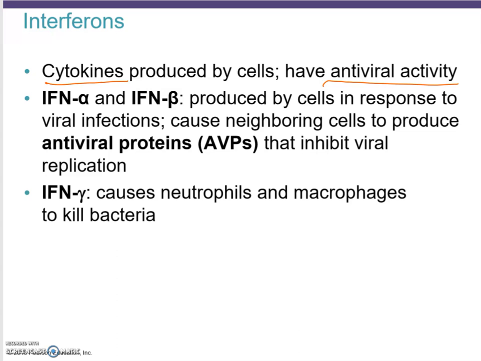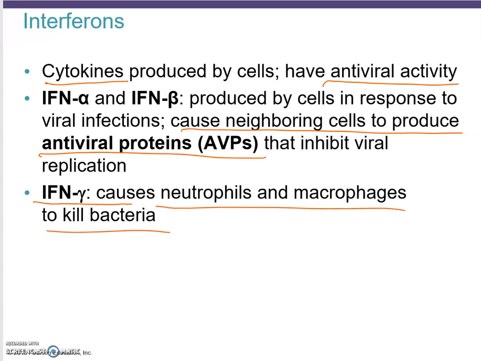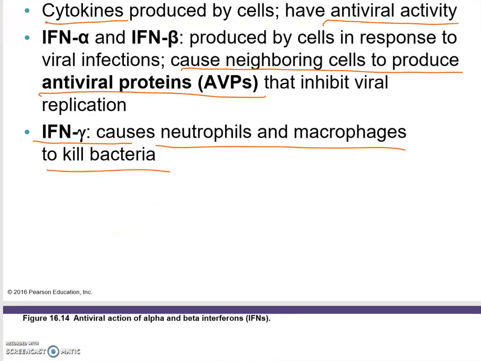And we have interferon alpha and beta. They're produced by cells in response to these viral infections. They cause the neighboring cells to produce antiviral proteins that then inhibit viral replication. Interferon gamma causes neutrophils and macrophages to kill bacteria. Interferons have been studied for a while, and there was this great hope that maybe interferons would be the miracle medicine for viral infections like the antibiotics were for bacterial infections, but it hasn't turned out that way exactly.